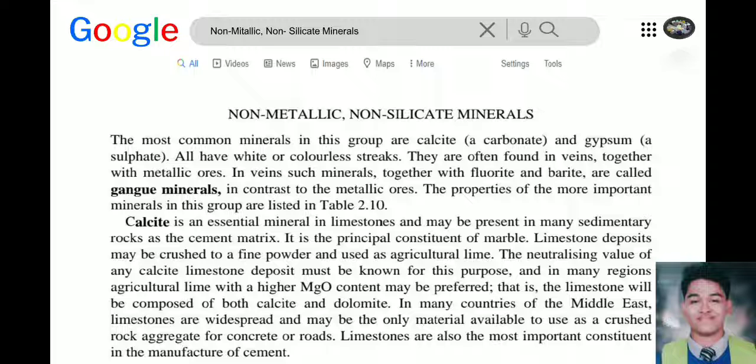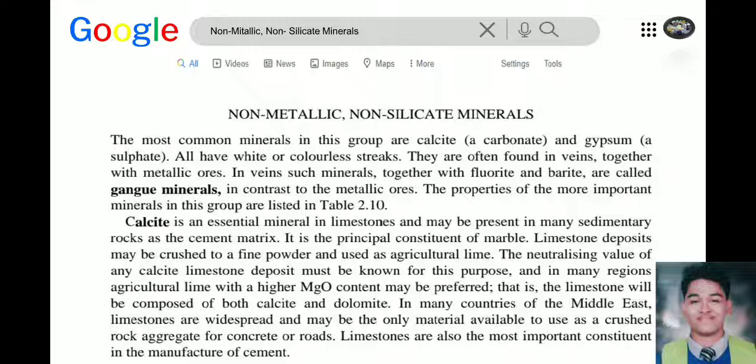In contrast to the metallic ores, calcite is an essential mineral in limestones and may be present in many sedimentary rocks as the cement matrix. It is the principal constituent of marble. Limestone deposits may be crushed to a fine powder and used as agricultural lime. The neutralizing value of any calcite limestone deposit must be known for this purpose.